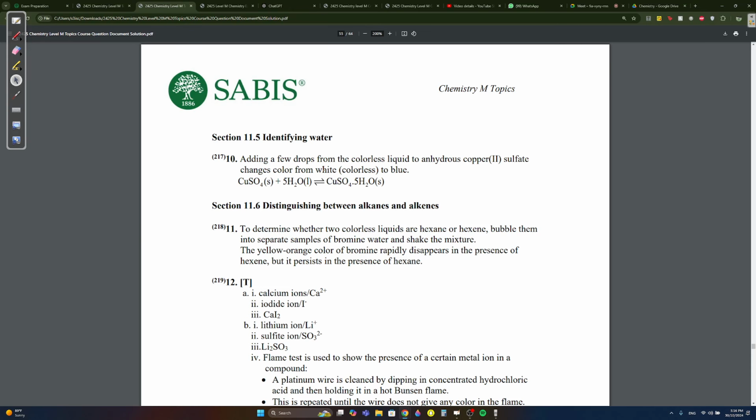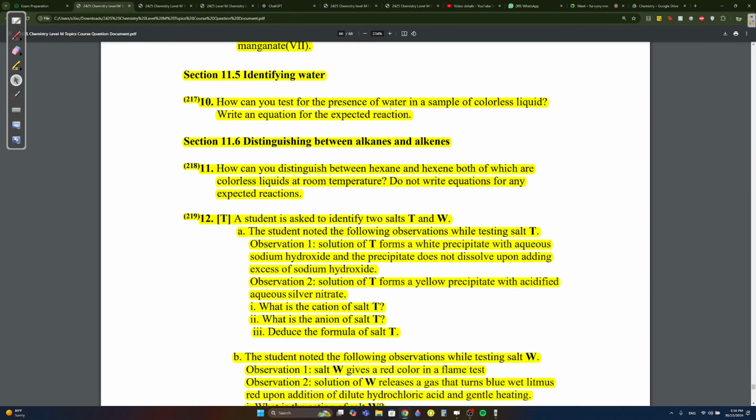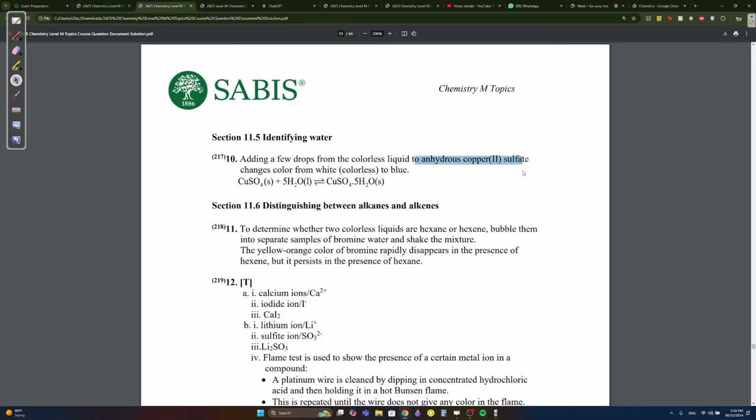Yeah, this came in our written. Okay. So how do you test for water? You add anhydrous copper sulfate, okay? And anhydrous copper sulfate in the presence of water changes from white or colorless to blue, because water is colorless, changes to blue.